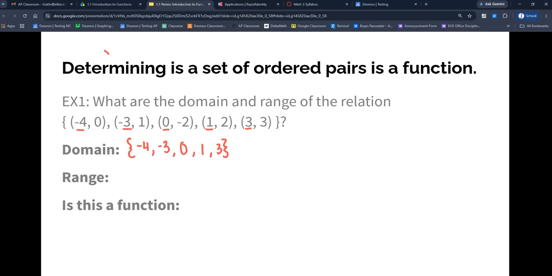You're just going to list all of the numbers. If one shows up twice, you don't have to list it twice. So like if there were 2 x values that were 3, we would still only list it one time. And then for the range, that's your y values. So you're going to do squiggle bracket, 0, 1, -2, 2, and 3. If it's a multiple choice question, they're probably going to put those numbers in order, so they put that -2 first. But you don't have to. You can list them out of order.